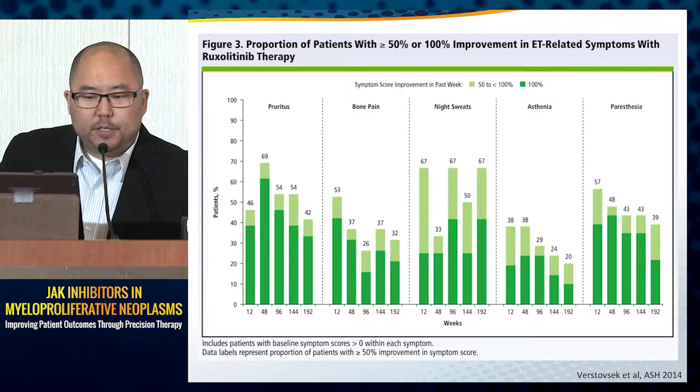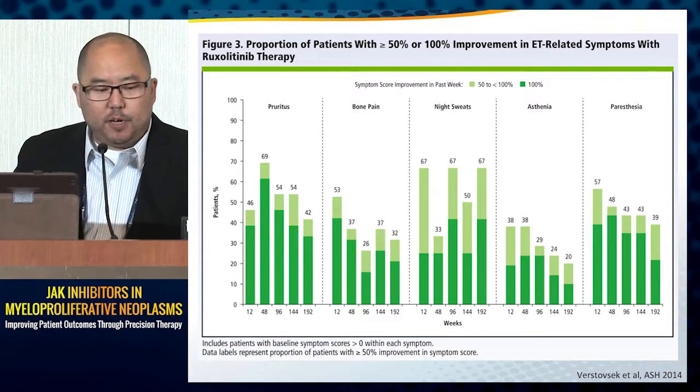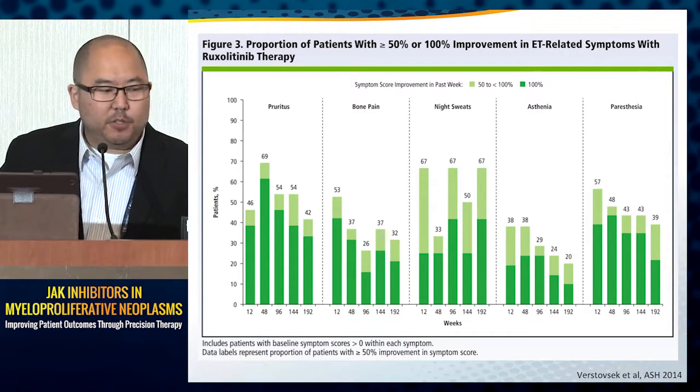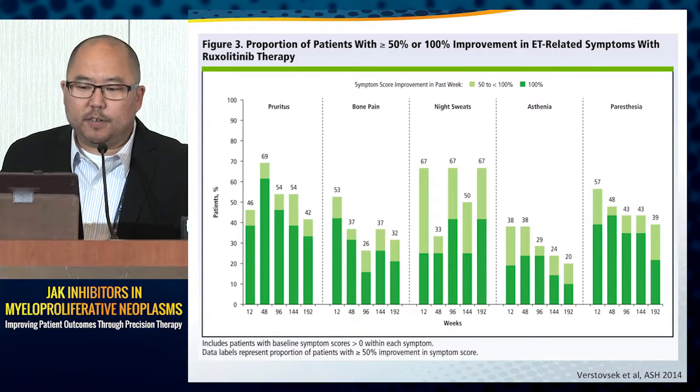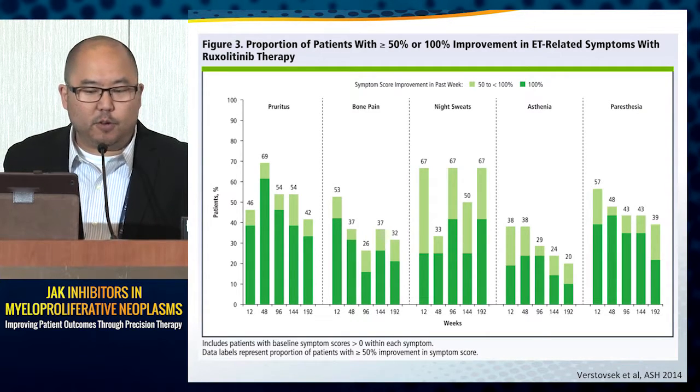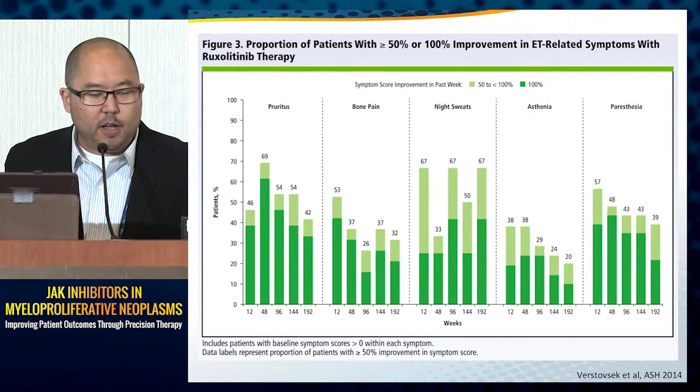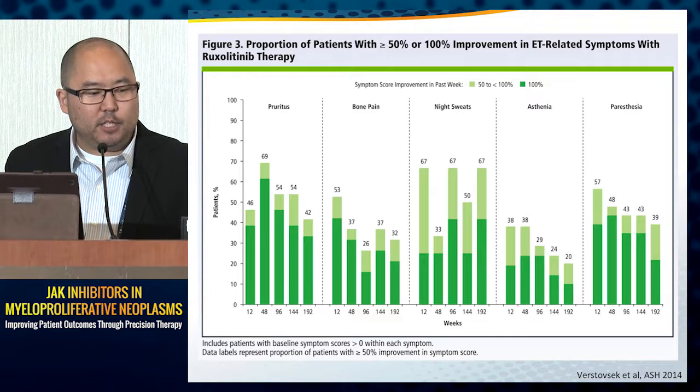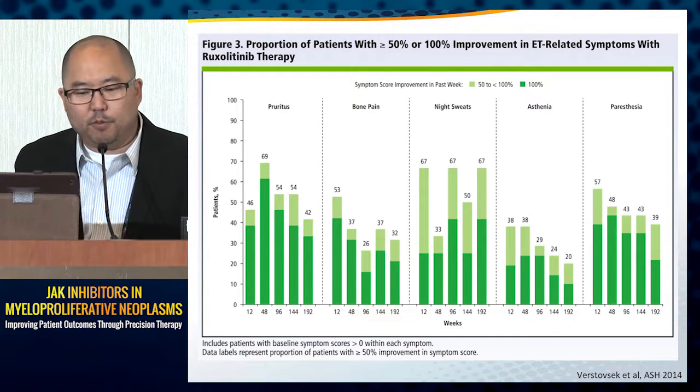In terms of symptoms, very analogous to what has been observed in PV and myelofibrosis, symptoms tend to improve significantly in patients with ET treated with ruxolitinib. That's shown here. The graph is looking at the dark green bars, which are those who had 100% improvement, so that symptom went completely away, and then the light green, which is 50 to 100% improvement. So you can see across the board for itching, bone pain, night sweats, et cetera, there was substantial improvement.